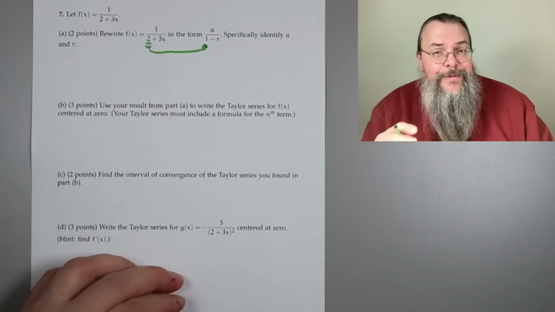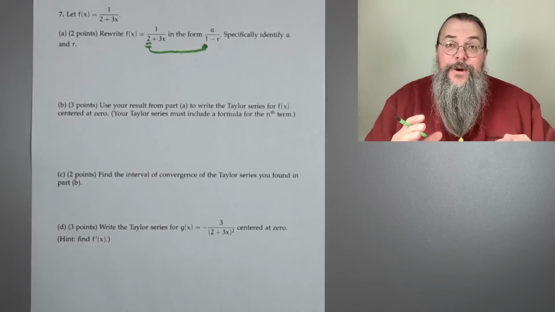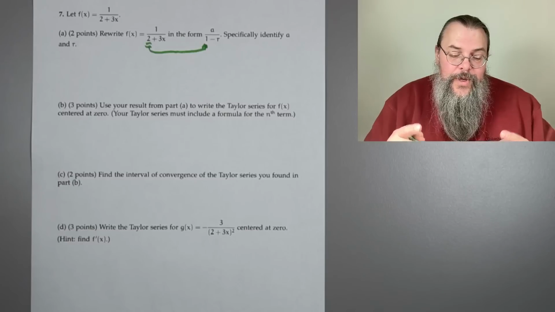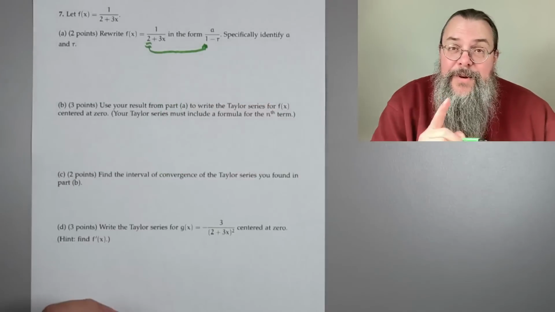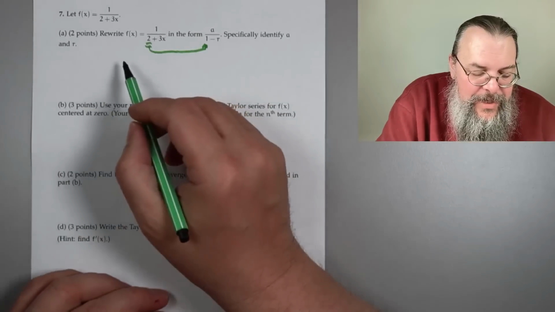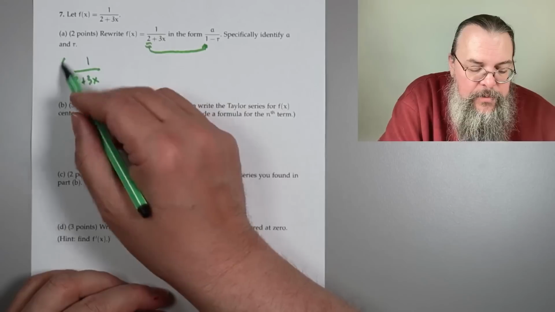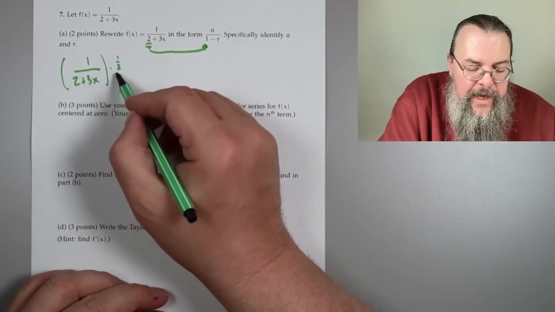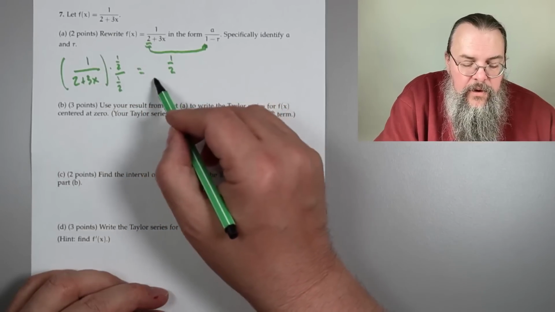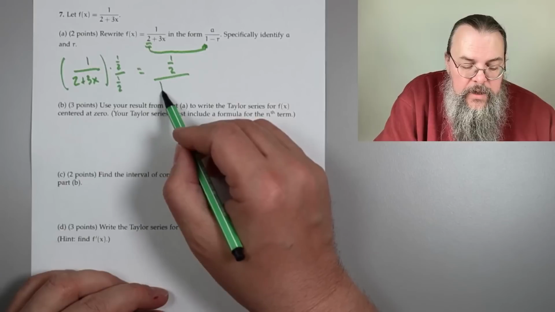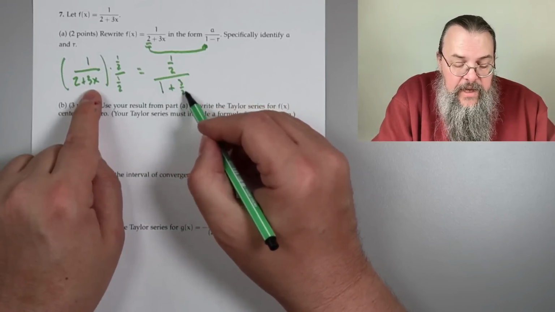Well, I could subtract 1, but no, we don't want to add terms. That's not going to help us. Instead, we can multiply by 1/2. So what we can say is that this 1 over 2 plus 3x, we're going to multiply top and bottom by 1/2. And if we do that, we have 1/2 over 2 times 1/2 is 1. And then we have plus, and here 3 times 1/2 is 3/2 x.